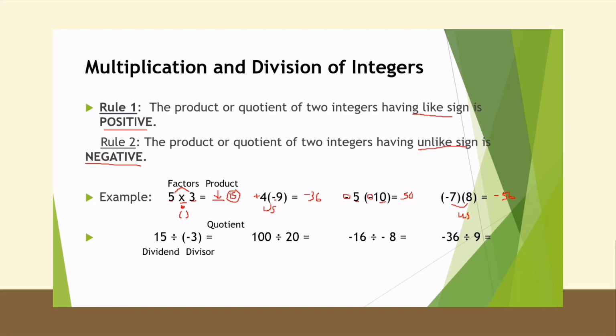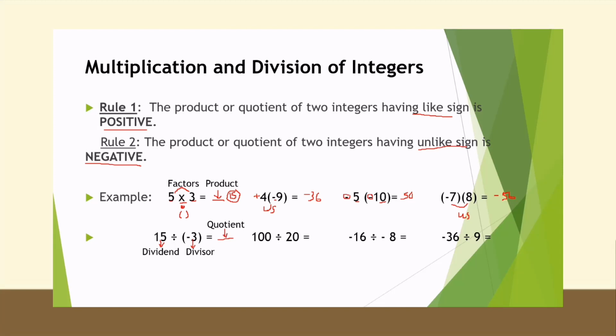How about in the division of integers? For example, 15 divided by negative 3. So, let us first name the parts. The first number is called the dividend. The second number is called the divisor. And the result or answer is called the quotient.